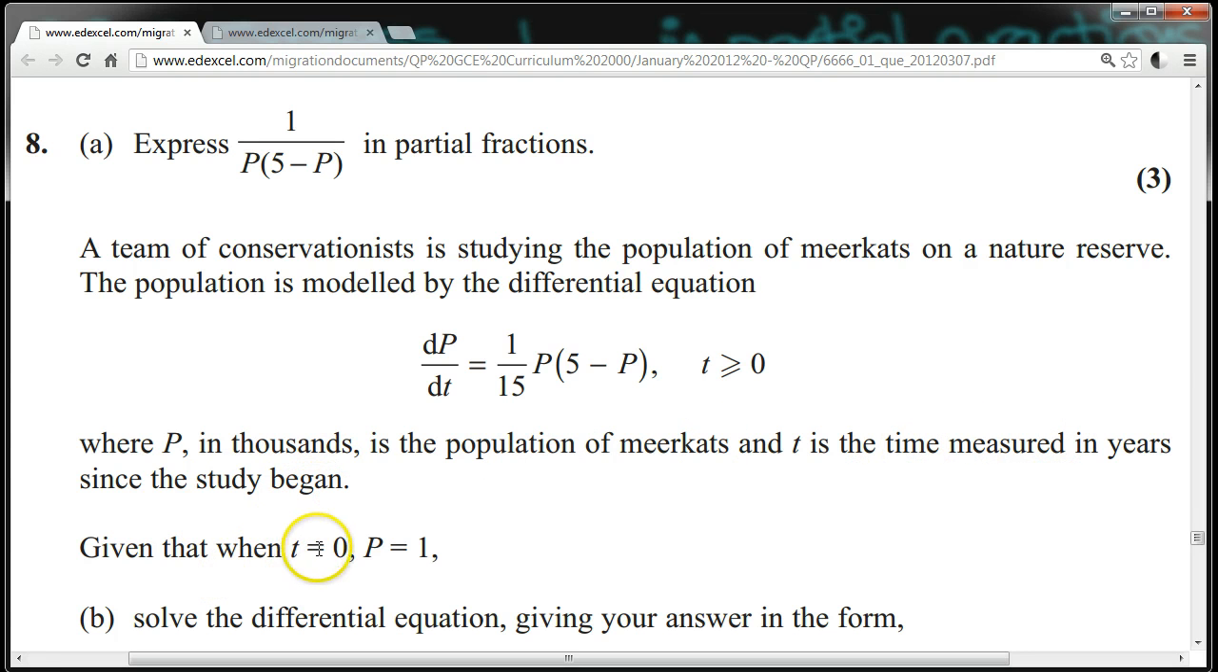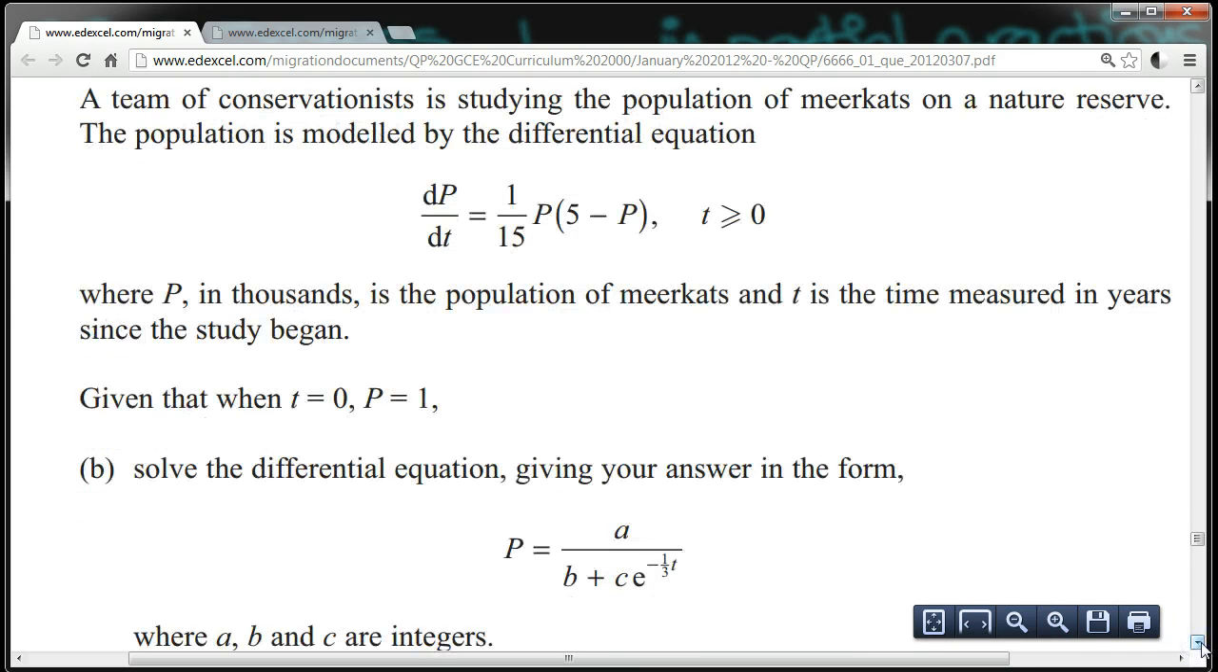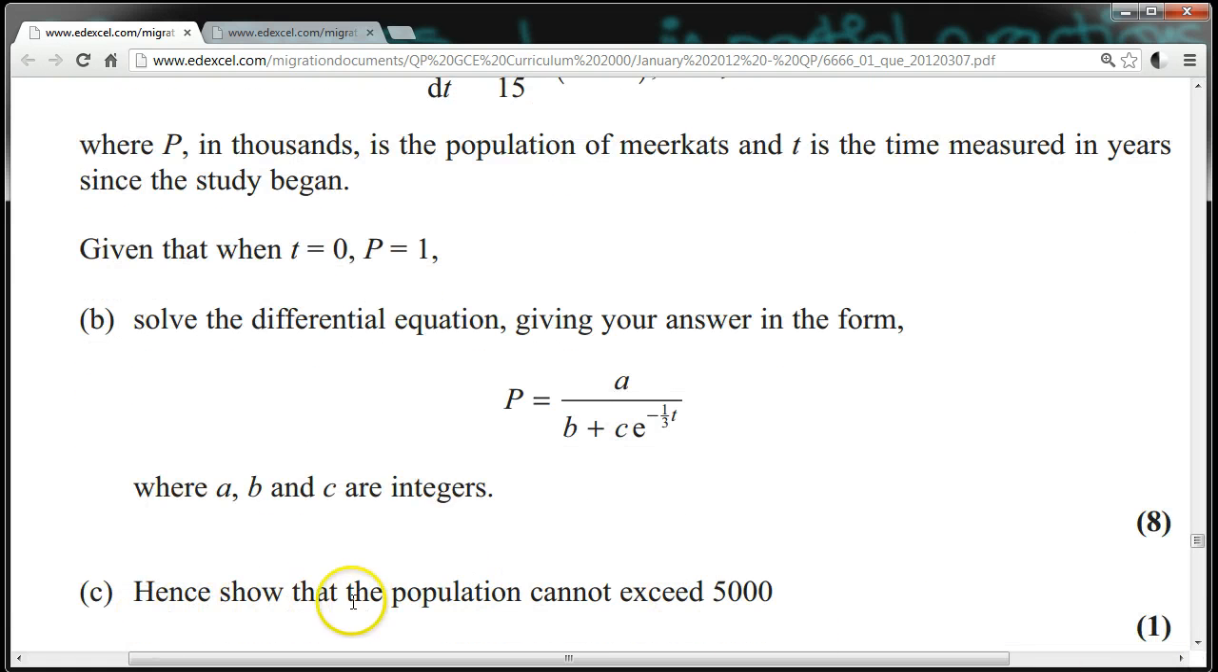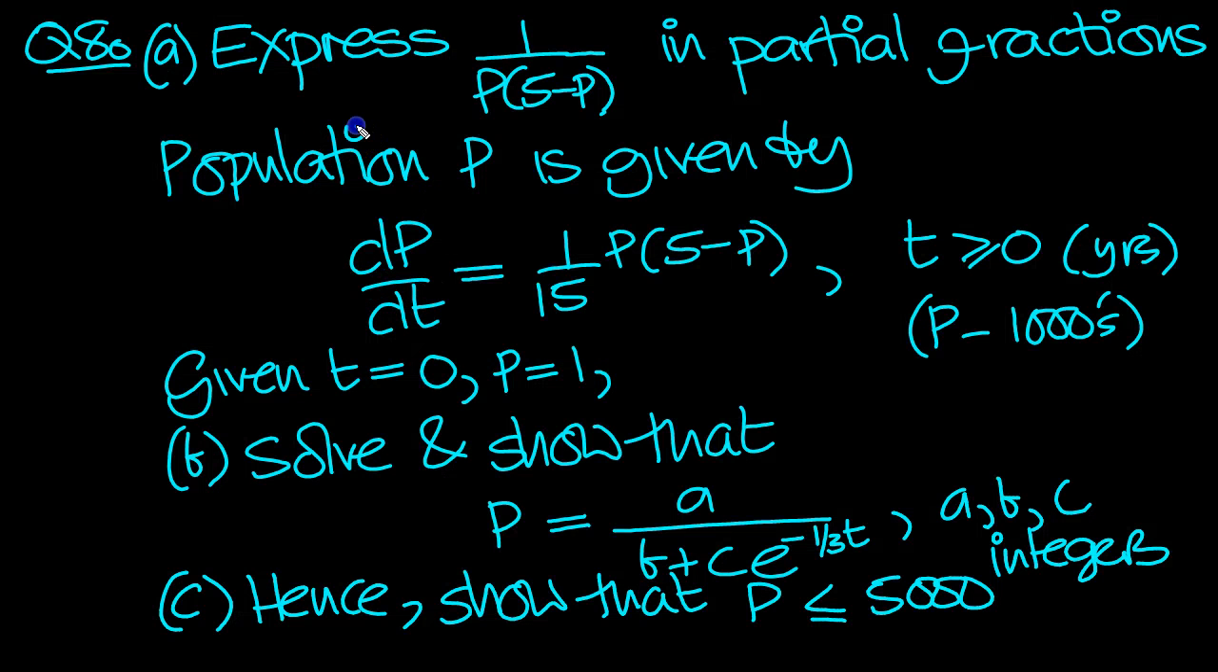Given that when t equals 0, p equals 1, solve the differential equation, giving your answer in the form mentioned here, where a, b and c are integers. C. Show that the population cannot exceed 5,000. So let's have a look at this then. Here's the question in summary form.